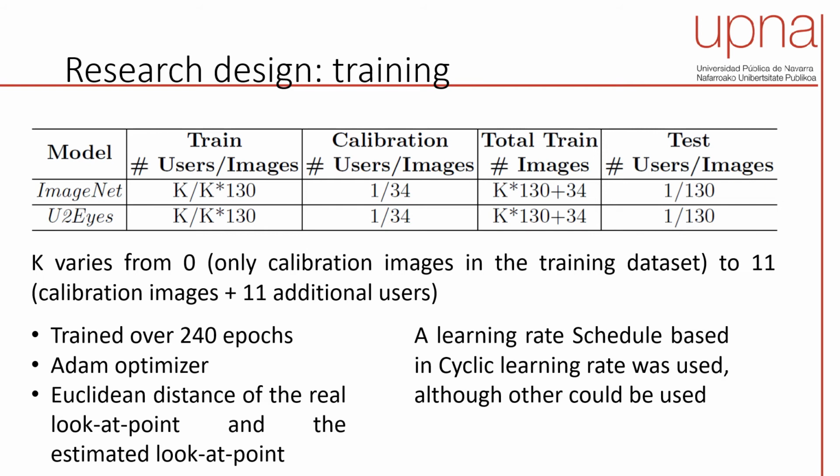The network was trained for 240 epochs, using the Euclidean distance between the estimated look point and the real look point as the loss function. To optimize the network, we use the ADAM optimizer and a learning rate schedule based on the cyclic learning rate schedule. However, it could possibly be replaced by any other schedule to prevent the network from getting stuck.